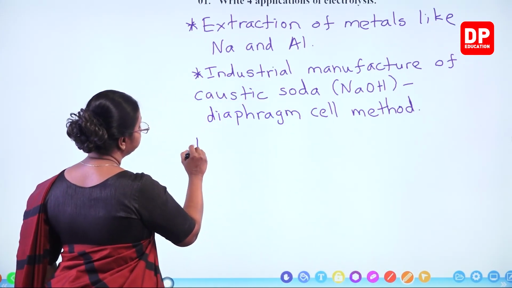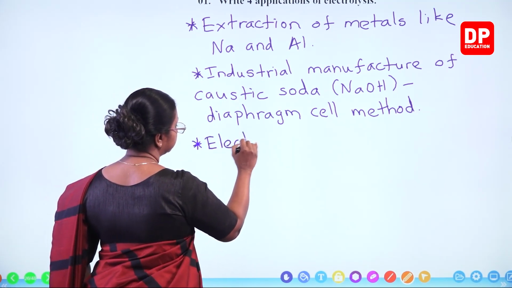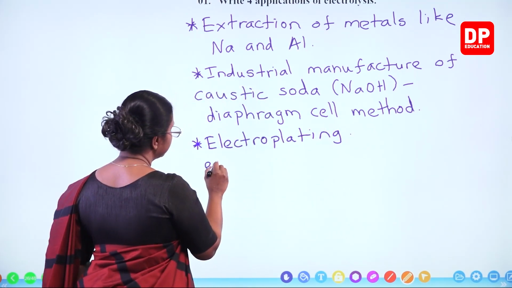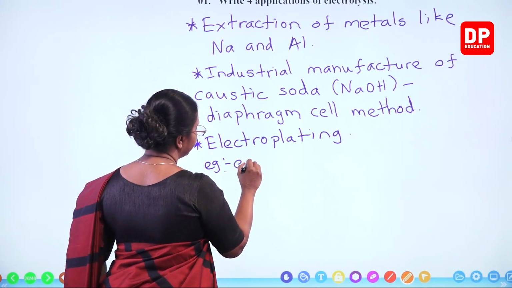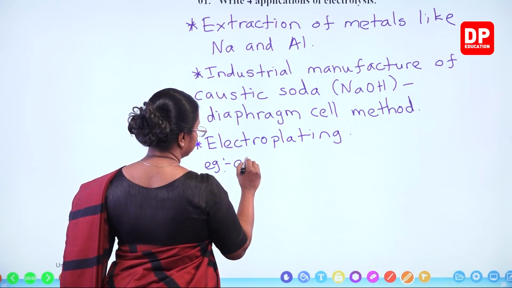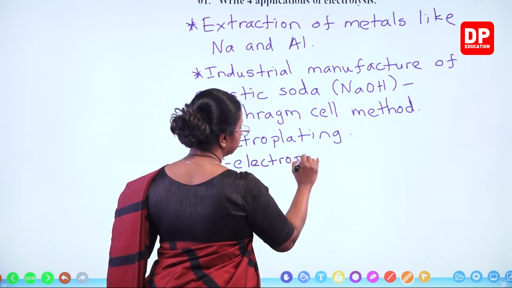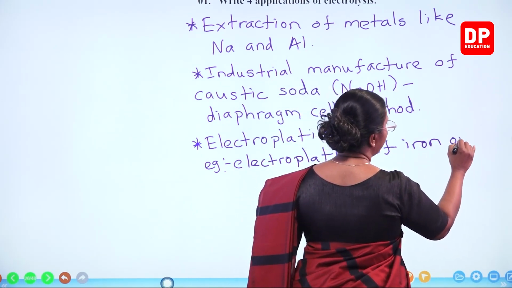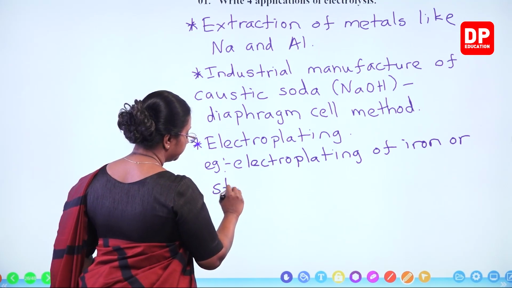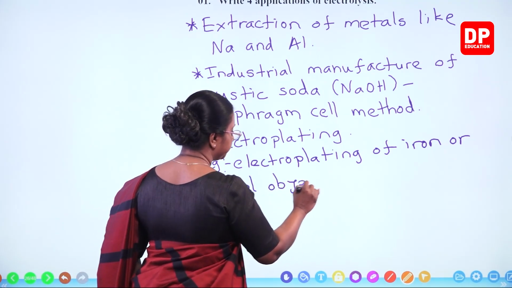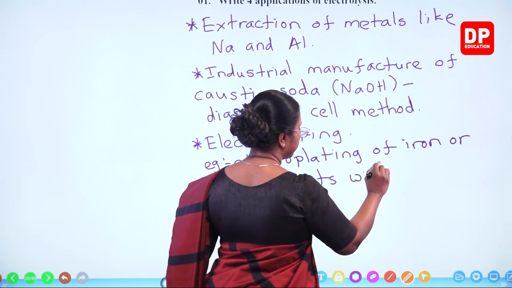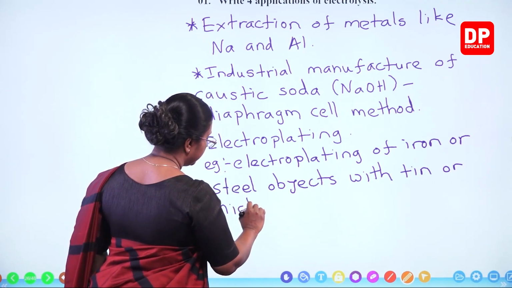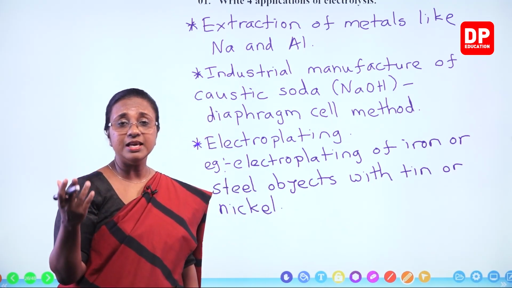Then the third one, electroplating. Plating. So there, as examples, we have looked at electroplating of iron or steel objects with tin or nickel. These are different examples. You all can write any example there.